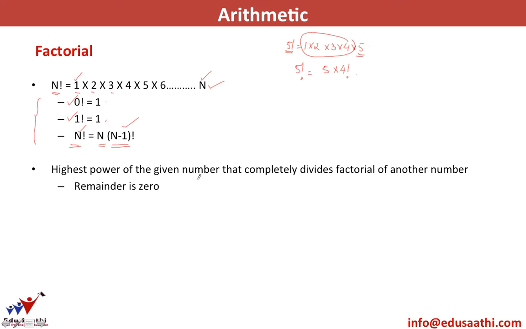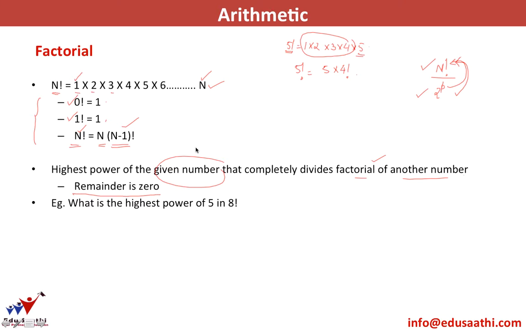Highest power of a given number that completely divides the factorial of another number. In general, the questions you have are on finding the highest power of a given number that completely divides a factorial. For example, what power of 2 divides n factorial completely? This n could be anything. Completely divide means my numerator should be a multiple of the denominator, or the denominator should be a factor of the numerator, or I can say that the remainder is 0.